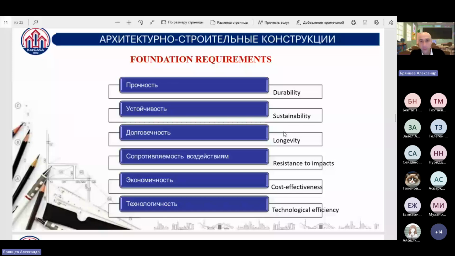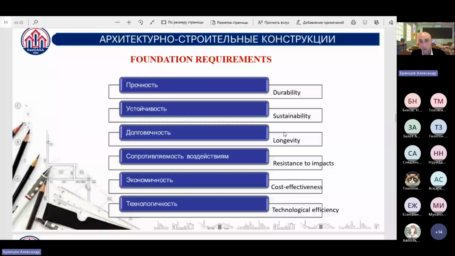So resistance to impacts. The foundation must withstand various types of impacts, for example, moisture, biological influences, temperature, and so on.